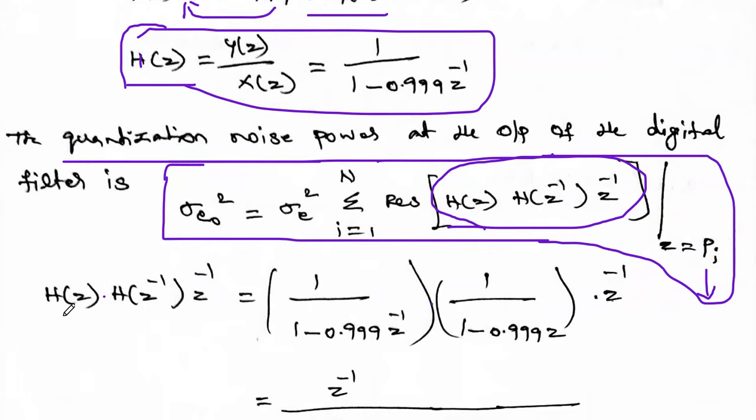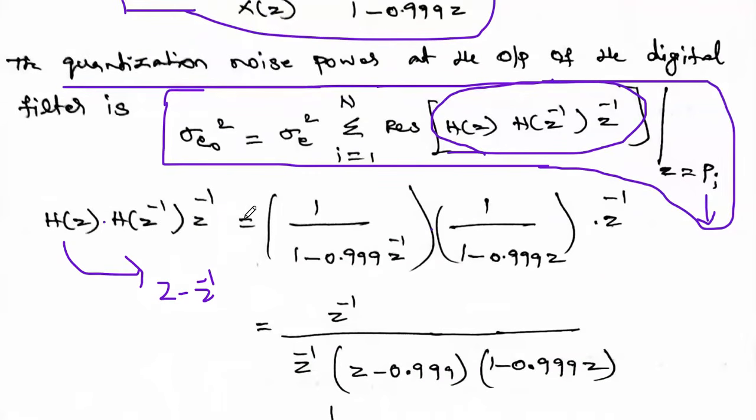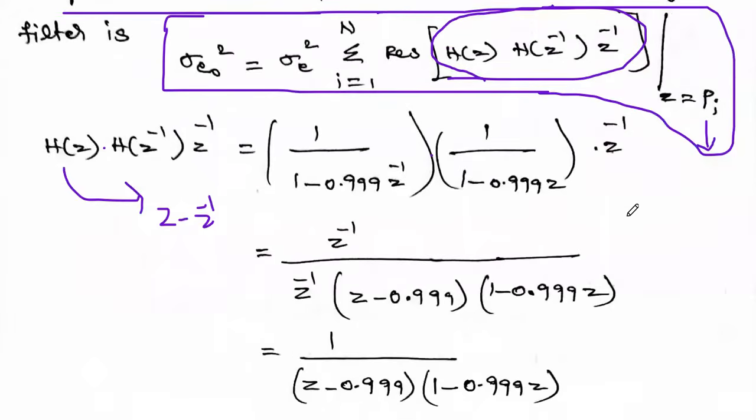What is h of z inverse? In the h of z formula, instead of z inverse, you just replace it with z. So you can get 1 divided by 1 minus 0.999 z, into the third term, z inverse. Then in the numerator z inverse is available, divided by the two denominator terms.